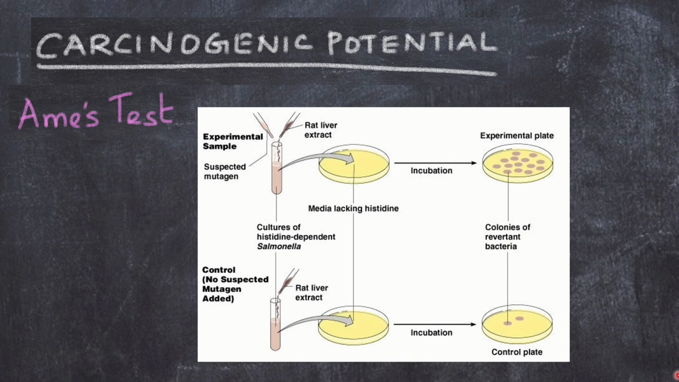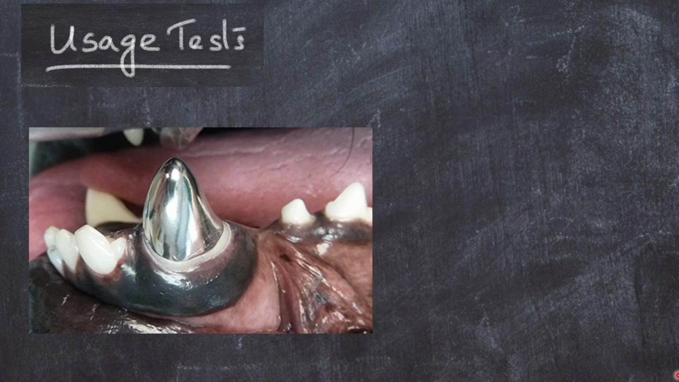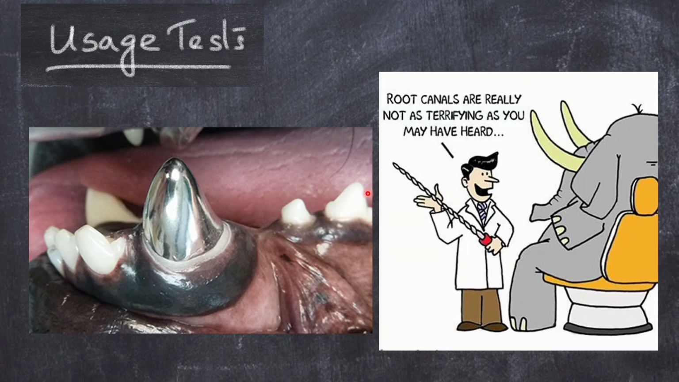Next, the level 2 tests are usage tests, wherein the material is used in experimental animals in the way it is intended to be used in human beings. So if you want to use that material to make a crown, you will make a crown with that material and you will keep it in the animal. Again, if you want to make a root canal filling or a root canal instrument, you will make it and you will do the therapy in the animal.